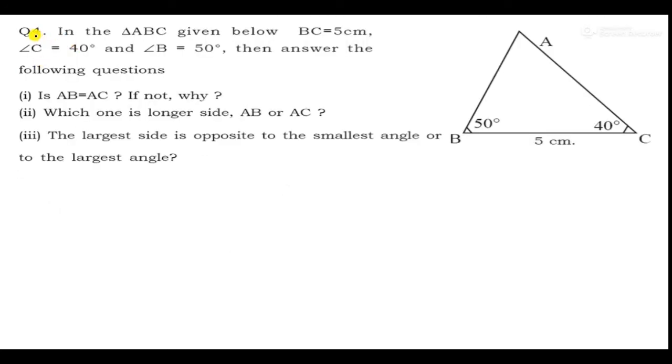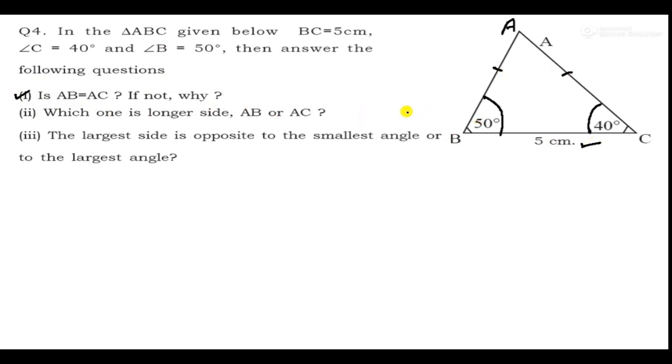Now come to question number 4. First you read this question. In the triangle ABC given below, BC is equal to 5 centimeter. This is given as BC is equal to 5 centimeter. Angle C is equal to 40 degrees. So this angle C is 40 degrees and angle B is 50 degrees. So this angle is given as 50 degrees. Then answer the following questions. So first question, is AB equal to AC? Where is AB? This AB and this AC.